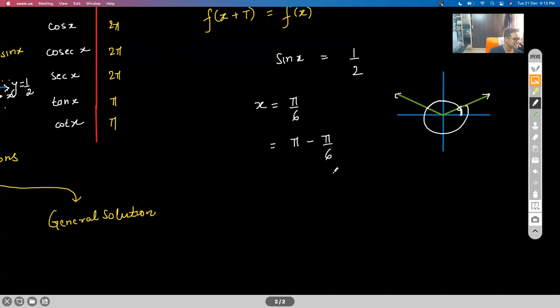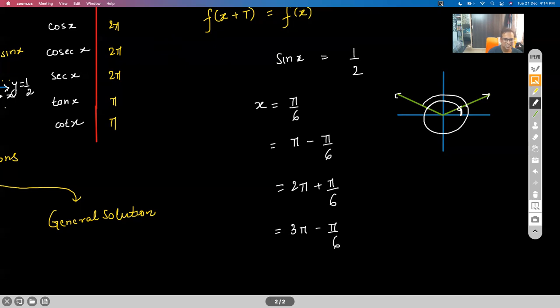Correct? Yes or no? Can I say it is 2 pi plus pi by 6? No, 7 pi by 6 will not give you the answer, because at 7 pi by 6, sine will become negative because you are in the third quadrant. Yes, keep telling me. What is the next position? Next position is when you come here, that will be nothing but 3 pi minus pi by 6. Am I right?